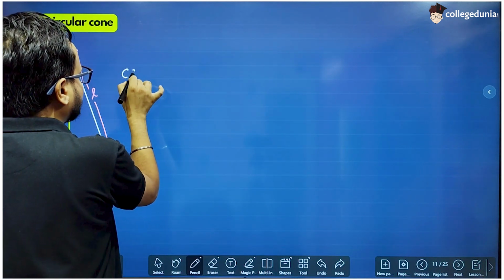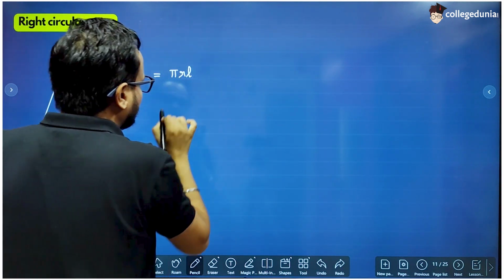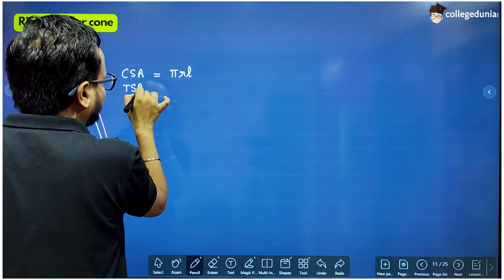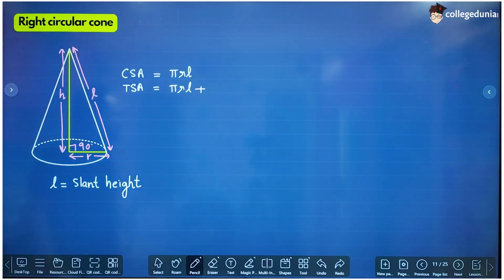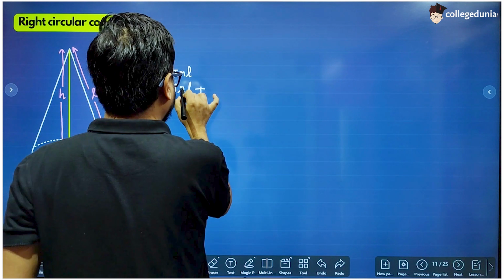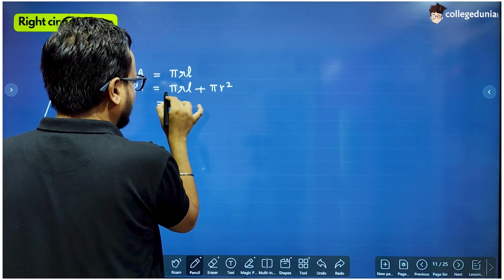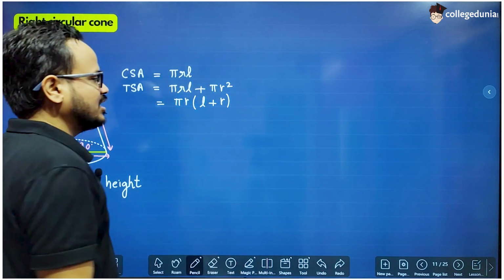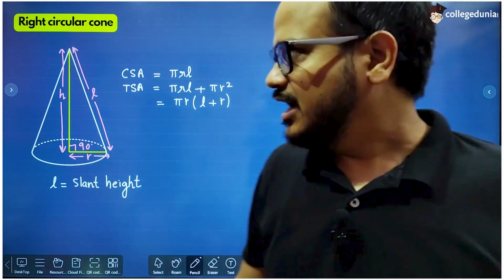So the curved surface area of the cone is pi r L, the area of the curved part, right? The total surface area of the cone is the area of the curved part plus the area of the flat part. Where is the flat part? This one is the flat part, which is a circle of area pi r square. So if we take pi and r common, we are left with L plus r. So pi r into (L plus r), and that is the total surface area.